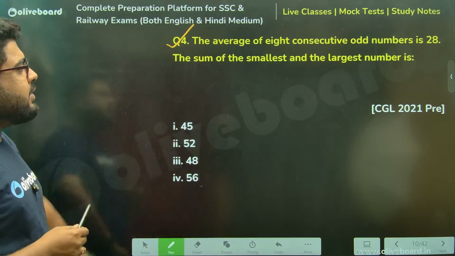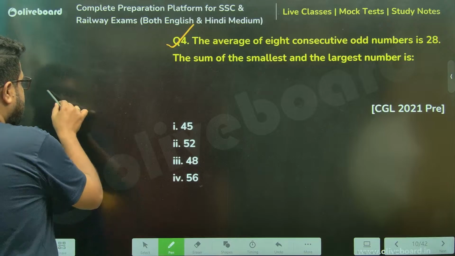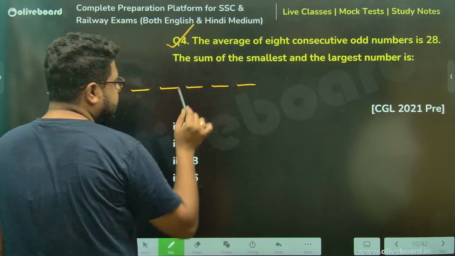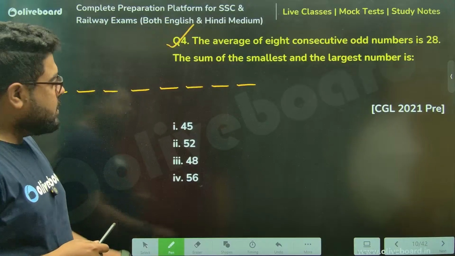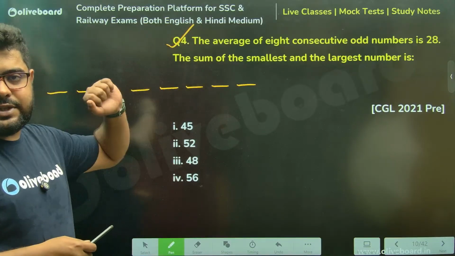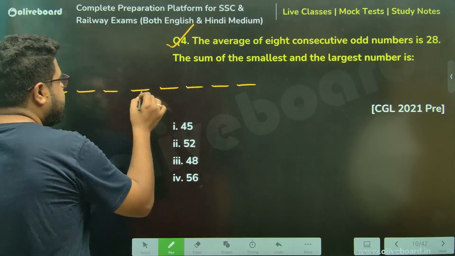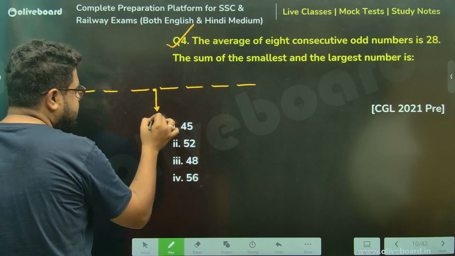Achha, 8 consecutive numbers given. So, 1, 2, 3, 4, 5, 6, 7, 8. If the numbers are odd in count, the middle number is always the average. But there are 8 numbers here. So, the middle of the middle numbers will be the average. So, this number is 28.